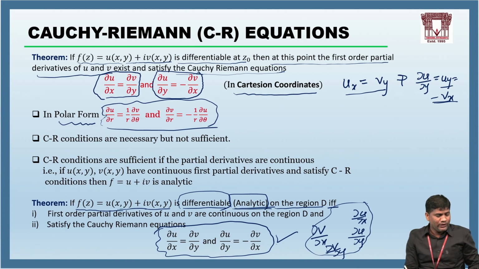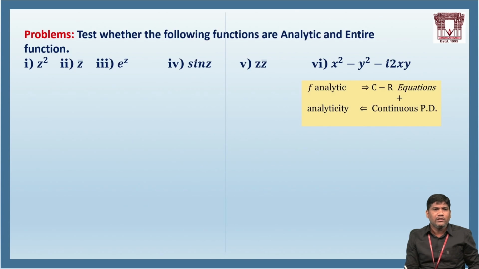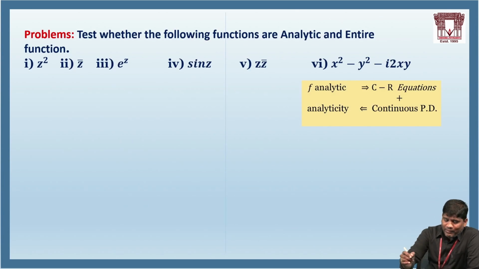Now we are going to discuss a few problems on the analytic function. Coming to the first function here, z square. We are testing whether it is an analytic function. After that we will check whether it is an entire function. An entire function is nothing but a function that is analytic everywhere. Now I am writing the solution to the first problem, z square.